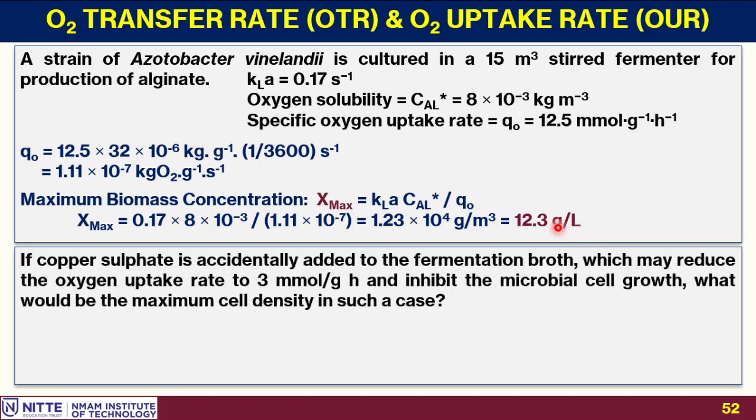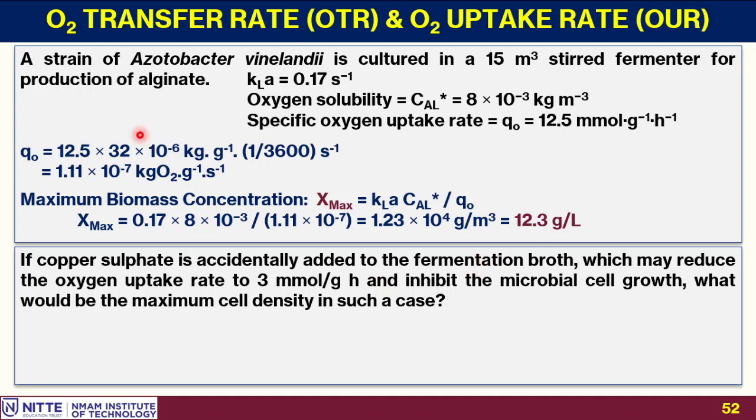Now there is another situation, a modification of this situation. If copper sulfate is accidentally added, some copper sulfate has fallen into the fermentation broth, right? It will reduce the oxygen uptake rate. Oxygen uptake rate is reduced by the microbes. So instead of 12.5, the new value is 3 millimole per gram per hour. Instead of 12.5, it is 3 now. What would be the maximum cell density in such a case? In this case, what will be the X max? That's what you have to find out.